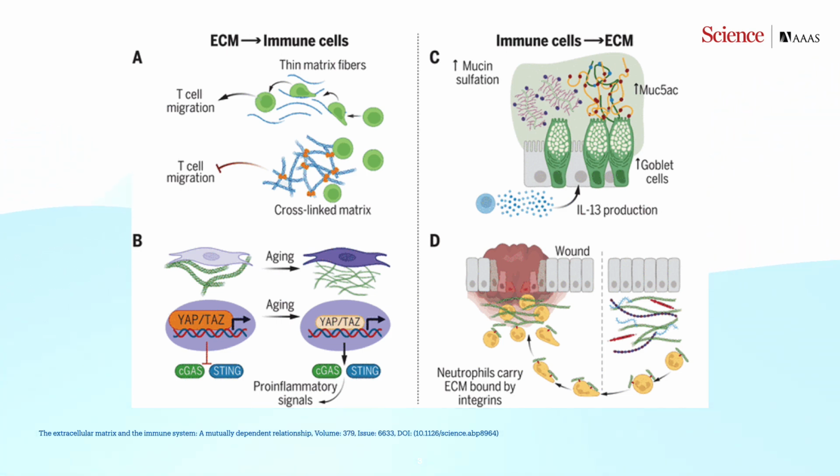In C and D, this is the immunomodulatory cytokine IL-13 that can remodel the mucous barrier, whereas in letter D, this is immune cells themselves that can carry the matrix across the tissues to help build an ECM scaffold for repair.